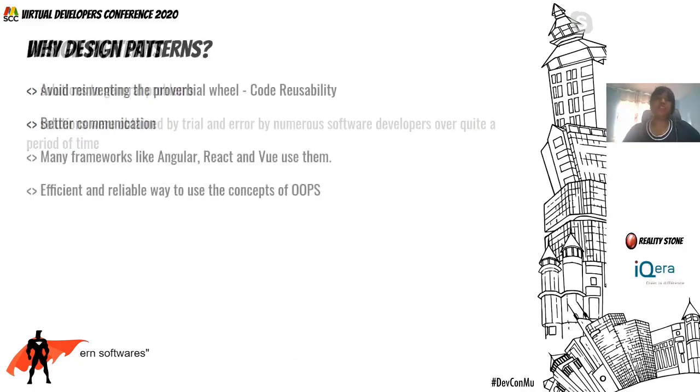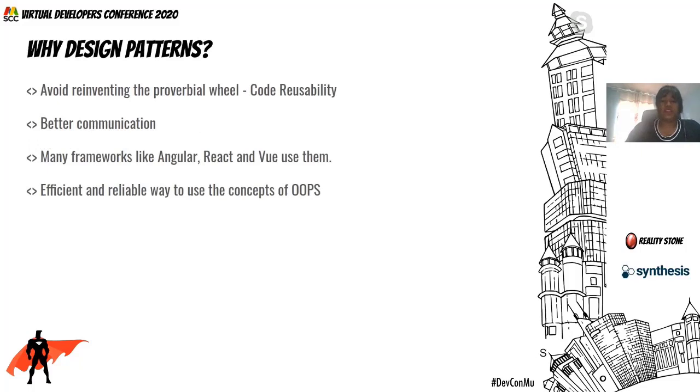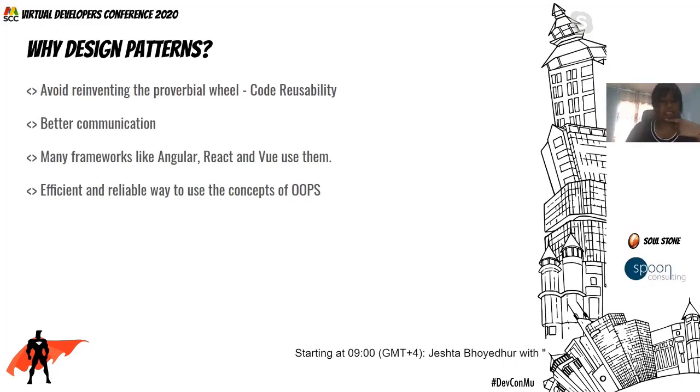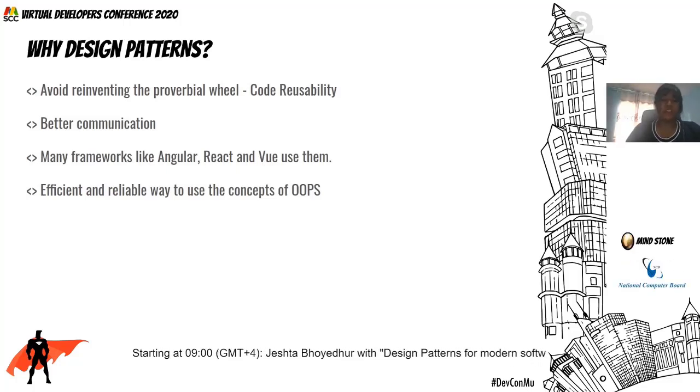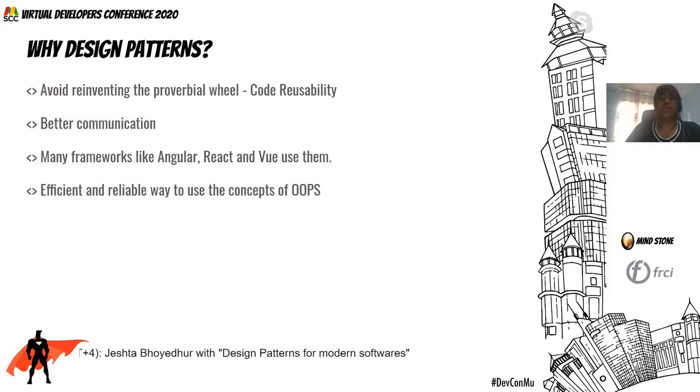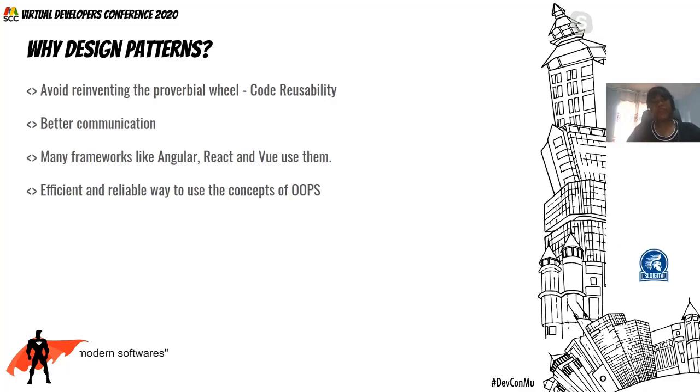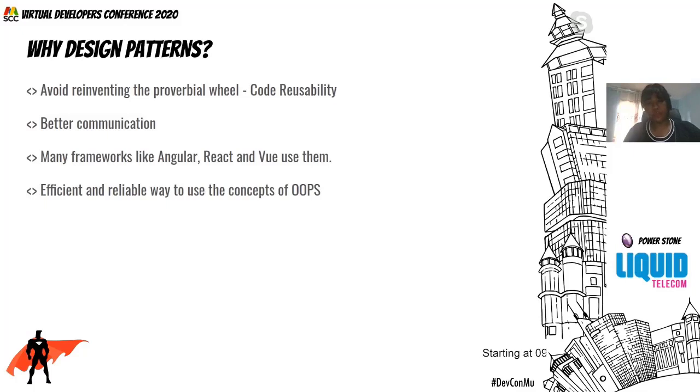So why design patterns? Reusing design patterns helps to prevent subtle issues that can cause major problems, like less buggy code. These patterns have already been tried and tested. They improve code readability for coders and architects familiar with the pattern, which is better communication. Many frameworks like Angular, React, and Vue use them. Vue has state management, which is a state design pattern to implement its single source of truth principle. And it is an efficient and really reliable way to use the concept of OOP, object-oriented programming.